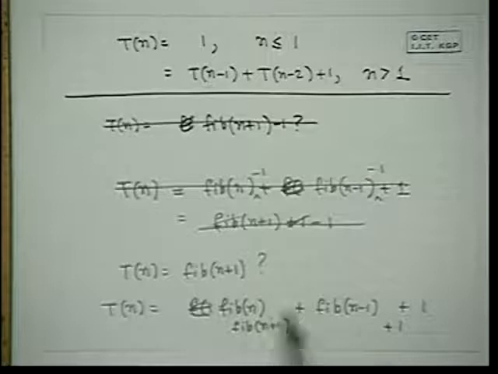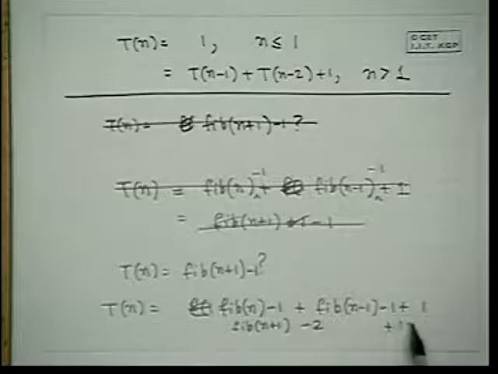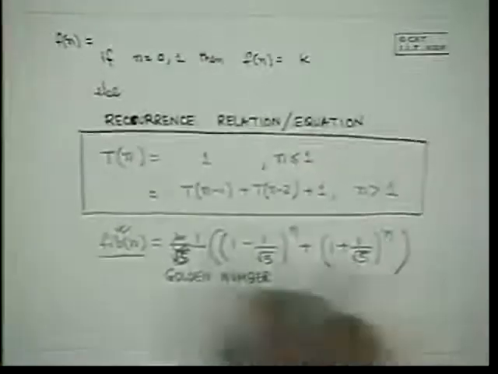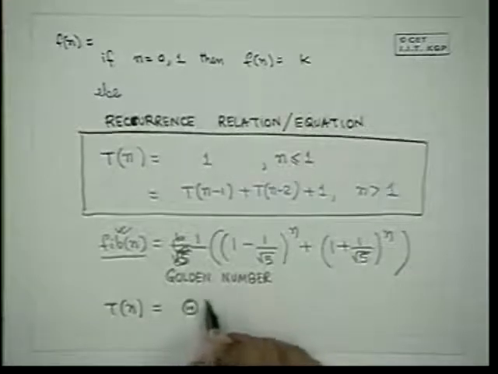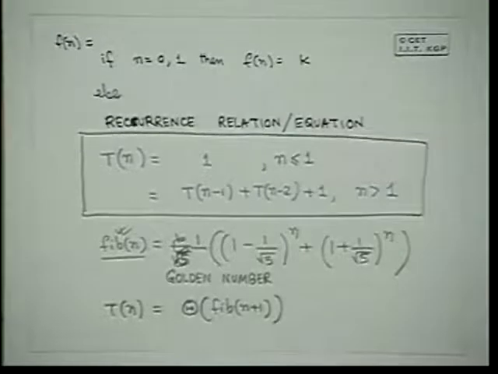But if you put just 1 minus 1 here, you will get a minus 1 here, a minus 1 here, you will get a minus 2 here, and this will give you fib of n minus 1. So even if you don't know this, this much you can say.